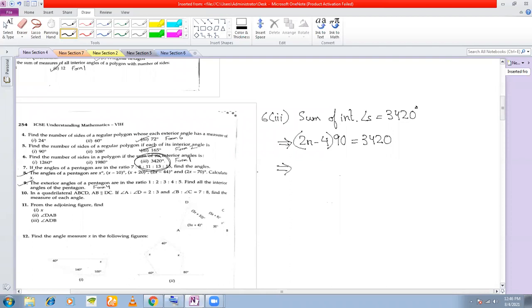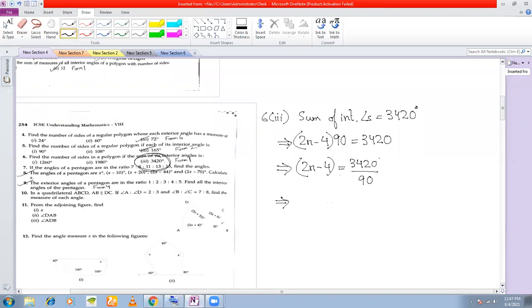So now we can solve for n. This is a simple equation. How do we solve this equation? First of all, divide both sides by 90. 2n minus 4 is equal to 3420 divided by 90. This is the best way of solving. Or you can also multiply 2n into 90 minus 4 into 90, and then solve. You can do it that way also, but this is a better way.